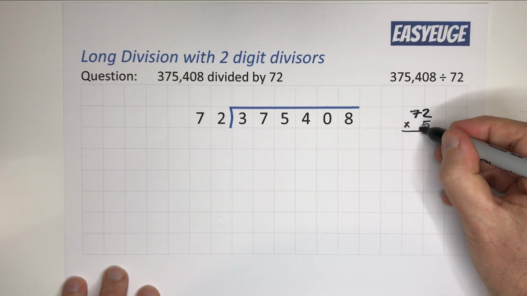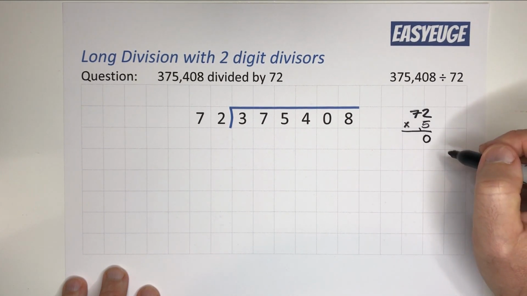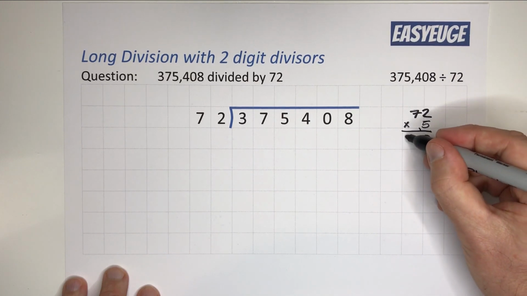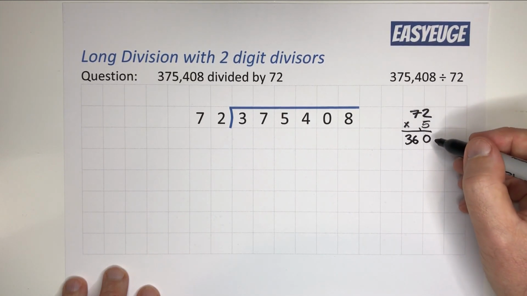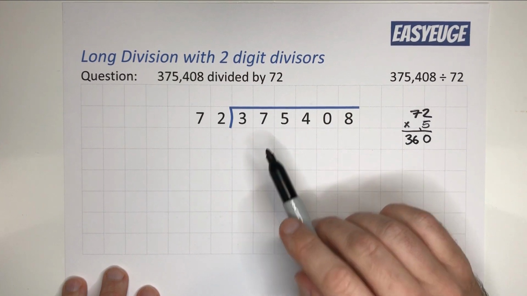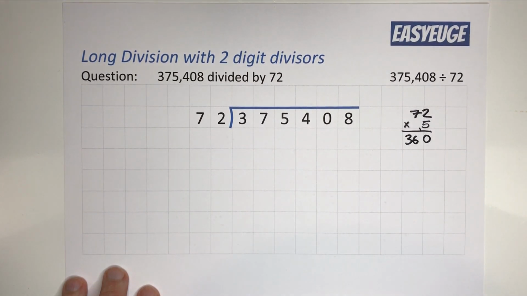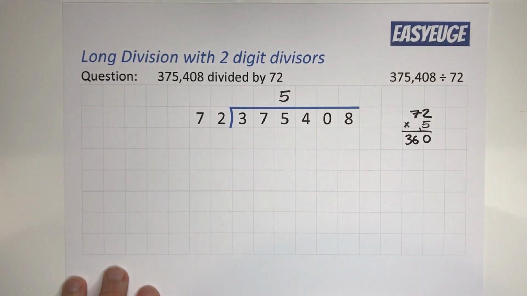5 2s are 10, so that's 1, 0. 5 7s are 35, plus the 1 we carried, 36, 0. So 5 72s are 360. That gets me up close enough to this number without going over. So let's go with the answer 5.